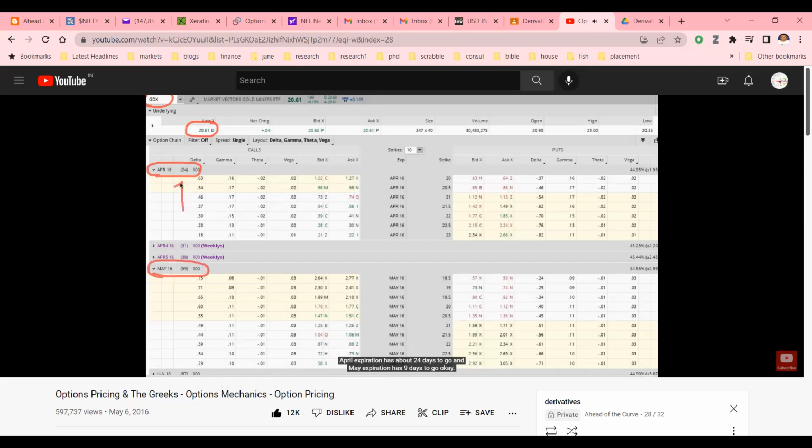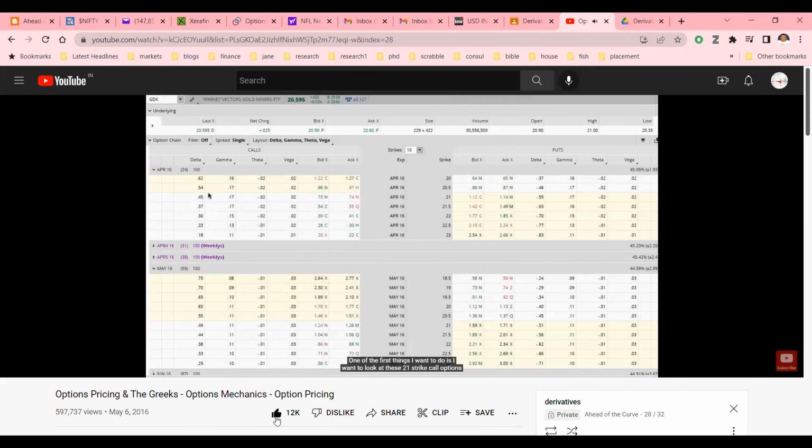Now, April expiration has about 24 days to go. May expiration has about 59 days to go. So this is going to help us show the differences in how some of these numbers are going to shift and change and move as we go further out in expiration or closer in expiration. And then again, we have some of the weekly contracts that are in between here as well. All right, so let's actually go in here and start looking at some deltas.